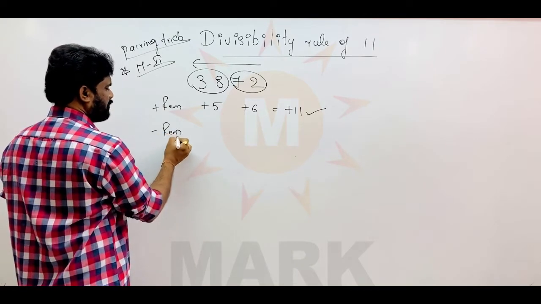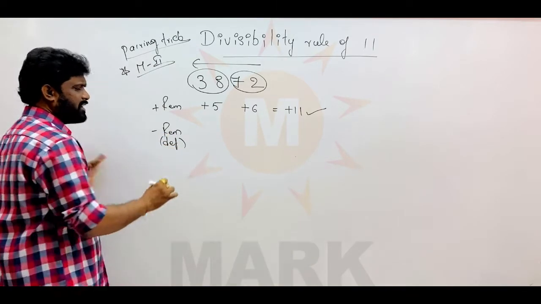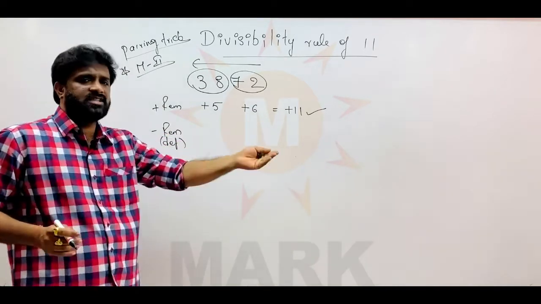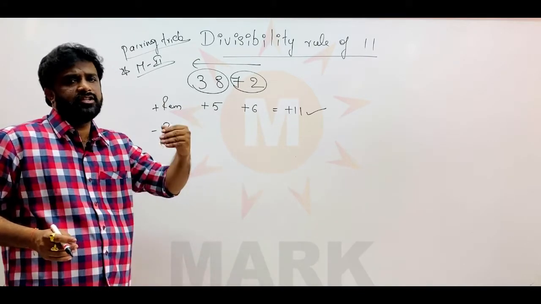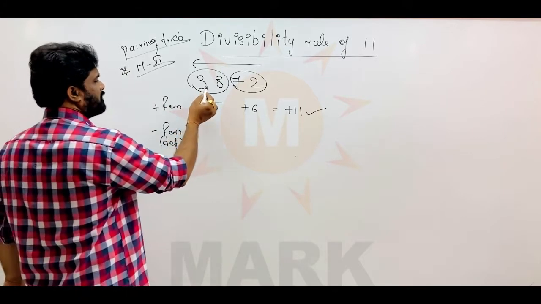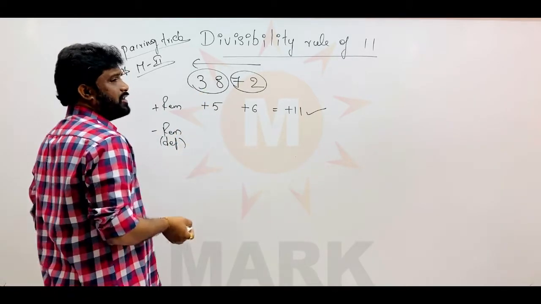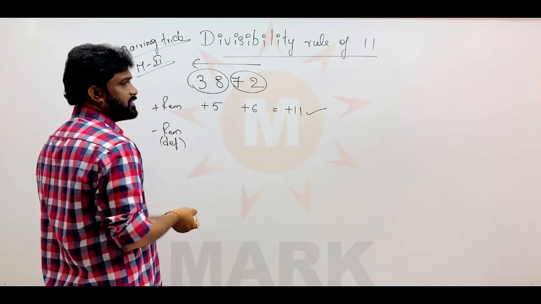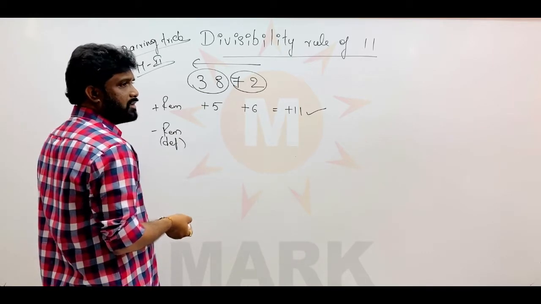Negative remainders. What is the meaning of negative remainders? Negative remainders means deficiency. Go to the next multiple of 11. Whatever the deficiency you need to reach that number, that is called the negative remainder. So my dear friends, 38: if you divide, what is the next multiple of 11 after 38? Definitely it is 44.